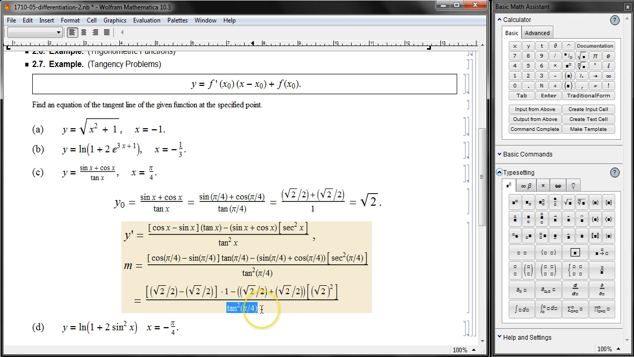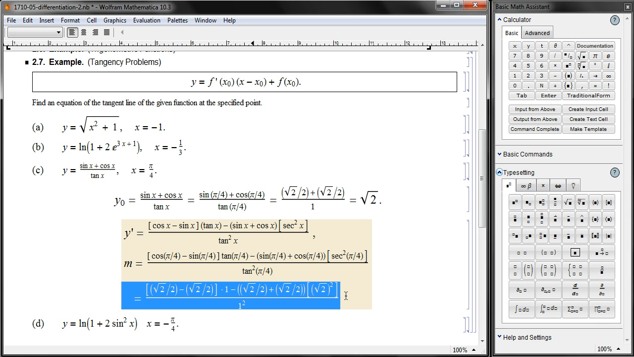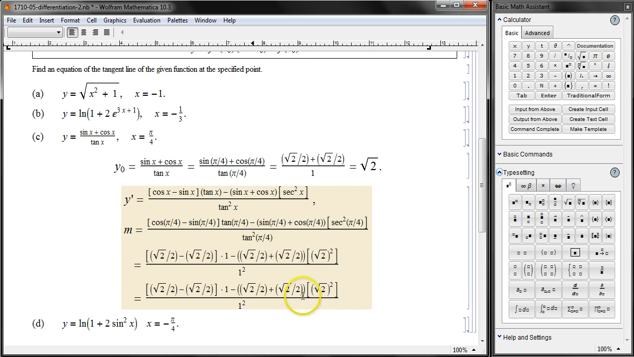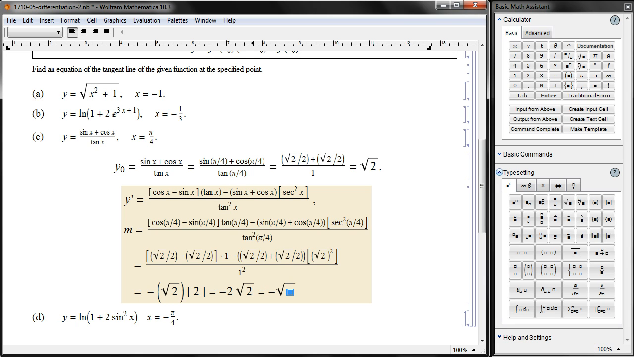How about tangent of pi over 4? That's 1, so we have 1 squared down here. Further computation: this whole thing is 0, so I'll just kill it off, since I'm subtracting the same thing. How about the next one here? Square root of 2 over 2 plus square root of 2 over 2, if I add them up, I get just square root of 2. And square root of 2 squared is going to be 2. The denominator is just 1, so it goes away. What do you get? Negative 2 square root of 2, or putting together, negative square root of 8. That is my slope.